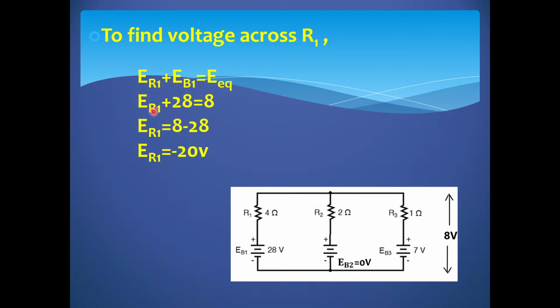So what is ER1? We don't know. What is EB1? 28. E equivalent is equal to how much? 8. So ER1 plus 28 is equal to 8. So what is ER1? 8 minus 28. What is ER1? Minus 20 volts. So this is the voltage across R1.